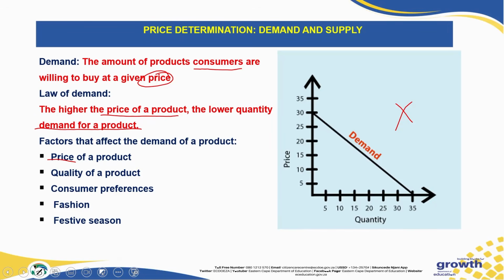And then we have different factors that affect the demand of a product. For example, the first one is the one that we've just talked about, the price of a product. When the price of a product changes, the demand of the product will also change. The quality of a product. When the quality of a product is good, consumers will buy more of that product. But if the quality of a product is poor, consumers will buy less of the product.